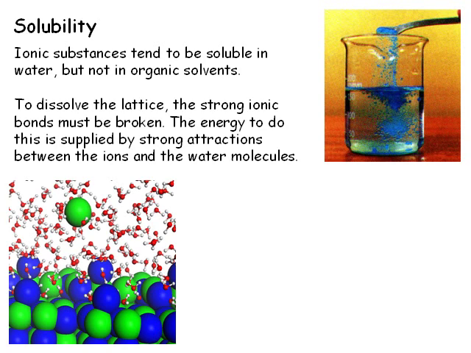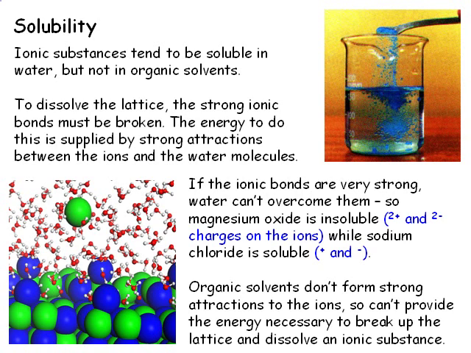If the ionic bonds are very strong, which happens when the charges on the ions are larger, for example in magnesium oxide, then the water molecules can't break the ionic bonds in the lattice. In a similar way, solvents other than water, for example petrol, can't form bonds with the individual ions and so can't dissolve giant ionic lattices.